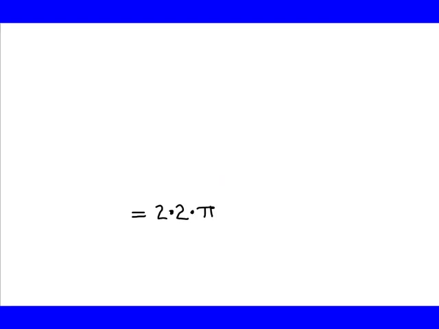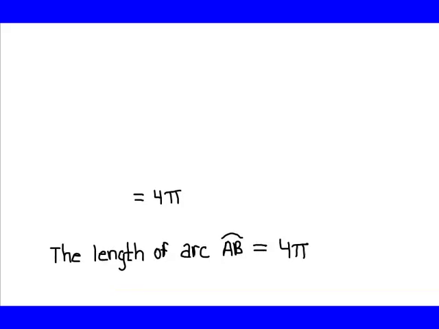So now we have 2 times 2 times pi. So we now have, in simplified form, 2 times 2 times pi. That's equal to 4 pi. So the length of arc AB is 4 pi.